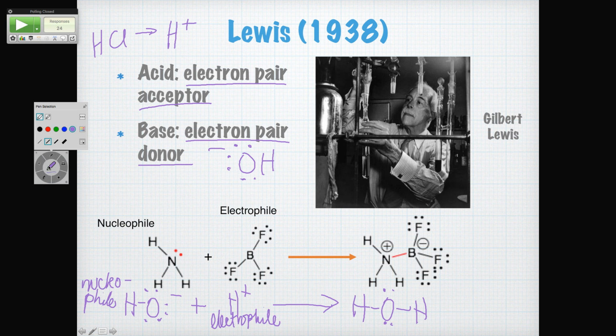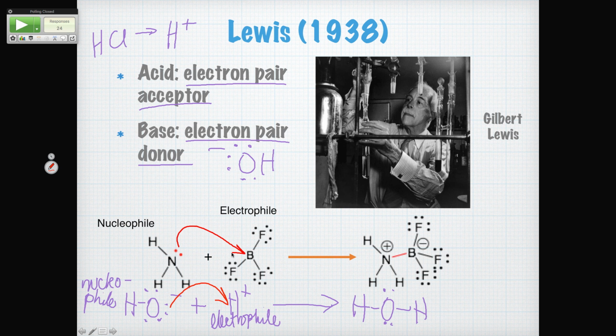Okay, now I'm going to do one more thing. I'm going to draw the arrow for the reaction. You start at high electron density and go to low. So I'm going to start at the negative, and I'm going to go to the H plus. Okay, now do that on the top one. Where am I going to start? Right, and I'm going to go to the boron.